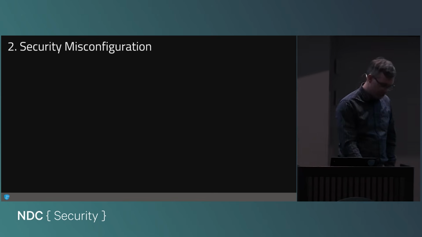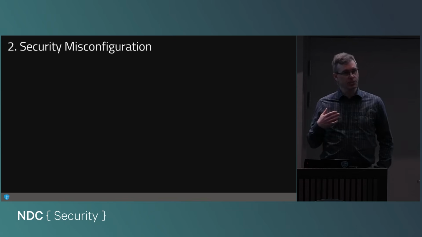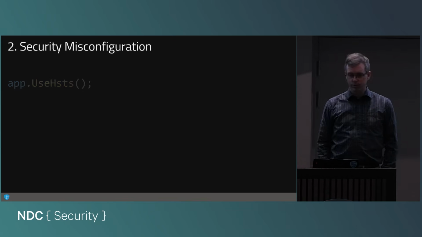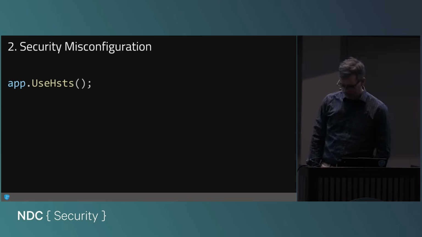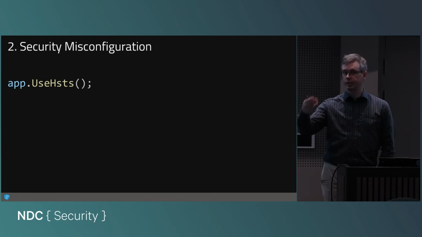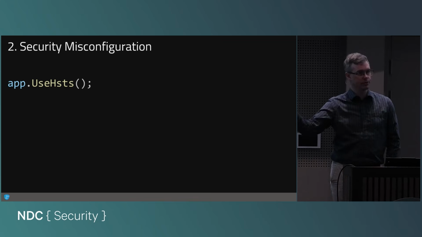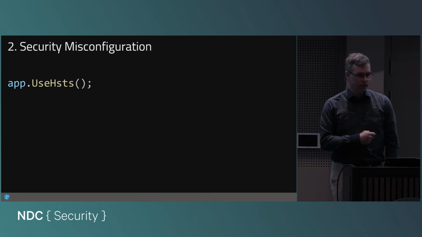Security misconfiguration is, one part of it, that you don't have security features that you should enable. ASP.NET Core does one thing right. It enables HTTP Strict Transport Security, saying that if your site is served over HTTPS, the browser will in the future reject going to the site with anything but HTTPS. That's good.